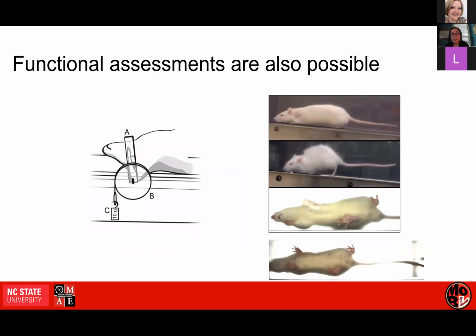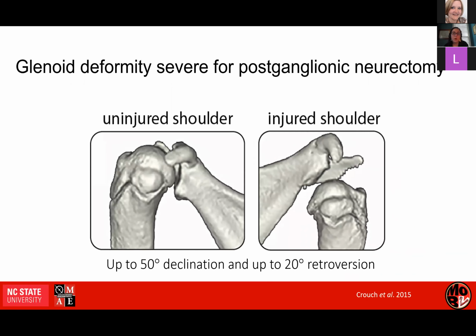We can also make functional assessments. So we have little rat treadmills, and we're able to measure range of motion directly in the animals as well. What we see right away from CT scans and reconstructed volumes is that we have a good model of brachial plexus injury, because we're able to detect an uninjured, nice ball-in-socket glenoid in an uninjured shoulder, and we have very clear deformity of the glenoid in an injured shoulder that is consistent with what's observed in human patients.